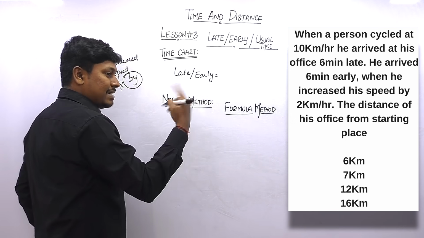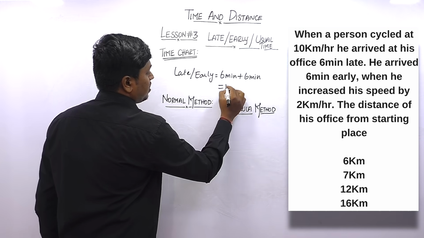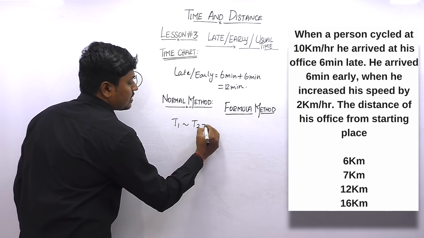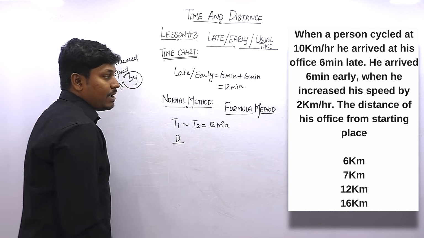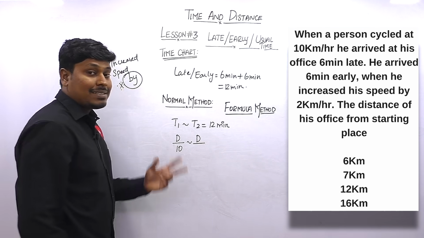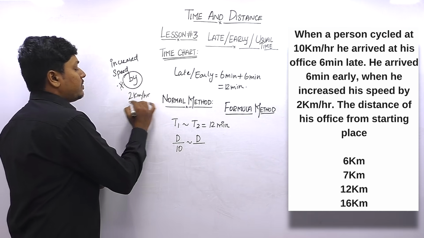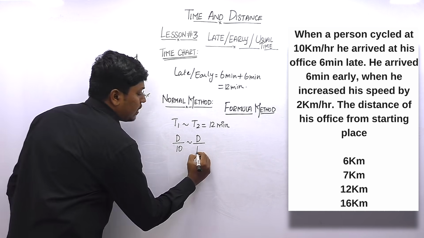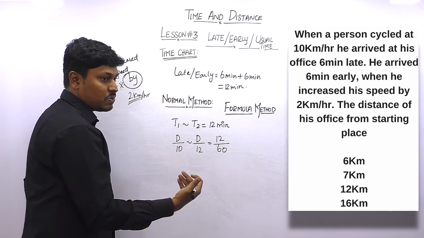6 minutes late and 6 minutes early, so 6 minutes plus 6 minutes is 12 minutes. So the time difference will be 12 minutes. So time 1 minus time 2 equals 12 minutes, and time 1 will be distance divided by speed. Initially the speed is 10 km per hour, so d divided by 10, minus d divided by the second speed. He increased the speed by 2 km per hour, so we add 2 to the previous speed, 10 plus 2 is 12 km per hour, equals 12 divided by 60 in order to convert the minutes to hours.